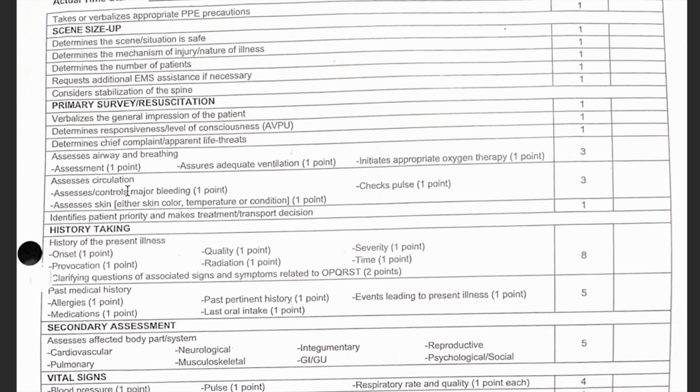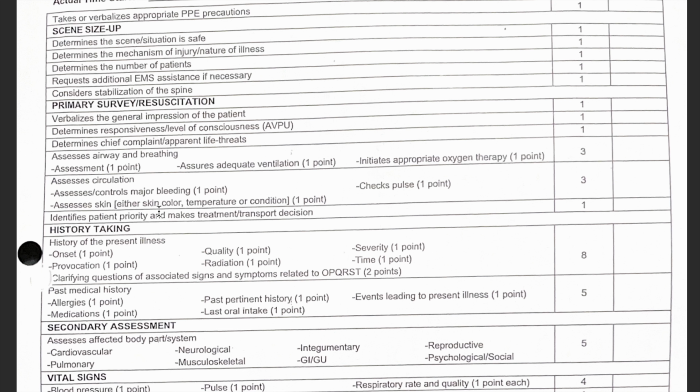So the first point is just going to be control major bleeding. If you arrive on scene and you see any major bleeding, that's going to take priority over everything else. So we're going to make sure to take care of that first. But if we didn't take care of that before, we're going to take care of it now and try to stop that bleeding. And then we're going to check for a pulse. We're going to check for a radial pulse on our conscious patients and then a carotid pulse on our unconscious patients.